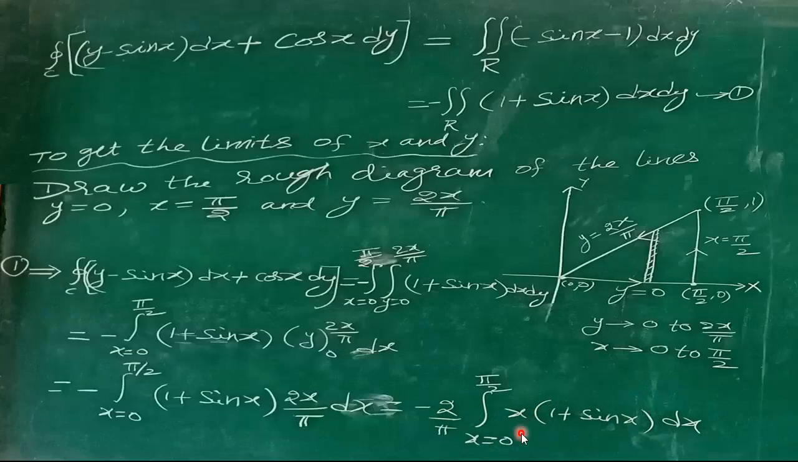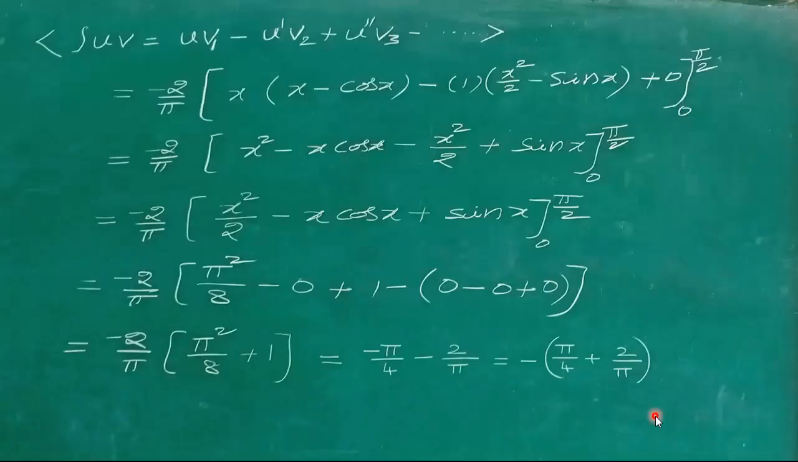How can you integrate? We can integrate this one by using the formula integral uv. Which one do we take as u and which one as v? That depends on ILATE. In ILATE, first is an algebraic function, next one is a trigonometric function. So that's why I can take x as u and 1 plus sin x as v. Now by using the integral uv formula: u into v1 minus u dash into v2 plus u double dash into v3 minus and so on.